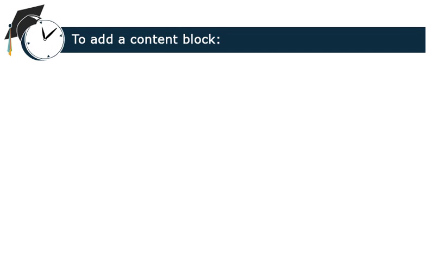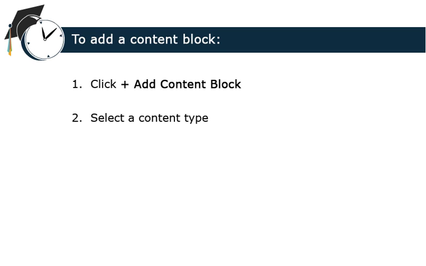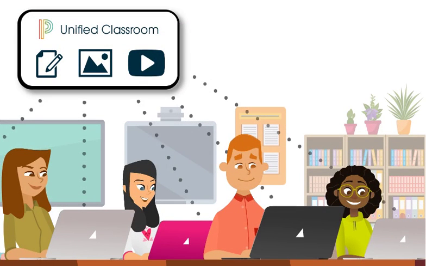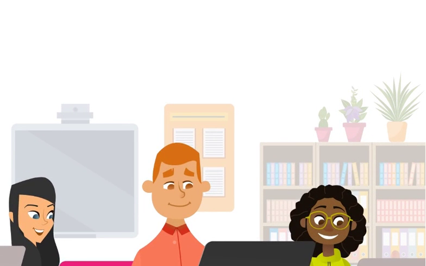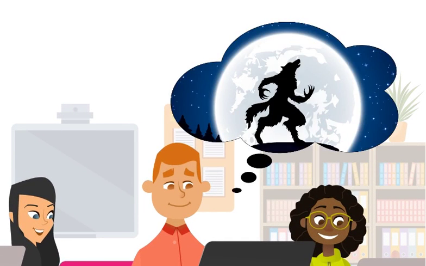Remember, to add a content block to a class page, navigate to the class page and click Add Content Block. Select a content block type and add your content. Then click Save. Now when your creative writing students sign in to Unified Classroom, they can view the text, image, and video you posted on your class page. You are eager to see the stories that this year's students will write. Who knows? Maybe there's a young Stephen King in your class right now.